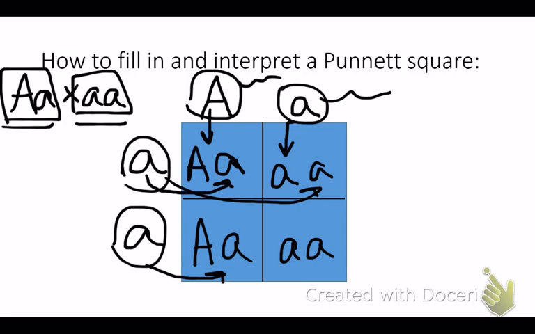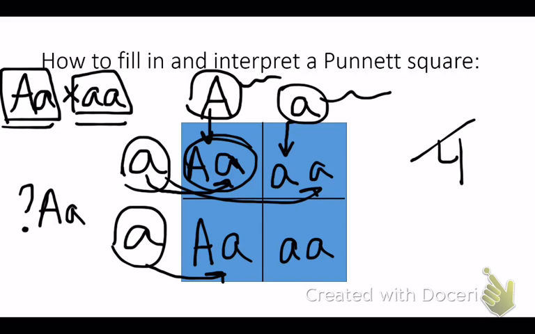Now, when we're looking at this, we're actually looking at a probability out of 4 that a certain trait will occur. So if I was asking you, what's the probability of having offspring that are heterozygous? We know that there are 2 boxes with heterozygous genotypes. That is a 2 out of 4 probability.